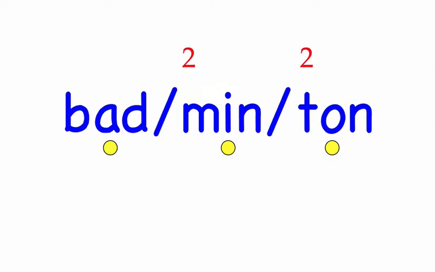Badminton. So the first step, look for teams. Look to see if a letter is representing its second sound. Look for a silent E. None of those elements are present in this word. So now we mark our vowel sounds. And next we apply syllable division, and we associate vowel group numbers with our vowel sounds. Badminton.